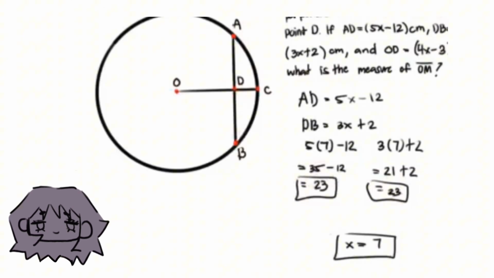And now let's solve for our OD. So our OD is 4x minus 3. Since our x is 7 again, it's 4 times 7 minus 3. 4 times 7 is equal to 28, minus 3, that will be 25. Now our next step.